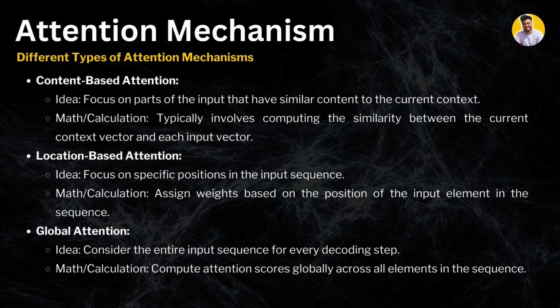And then we have global attention that considers the entire input sequence for every decoding step. So it computes attention scores globally across all the elements in the sequence, which is currently used by ChatGPT and all the large language models we have. Okay guys, I hope you completely understand these different types of attention mechanisms.